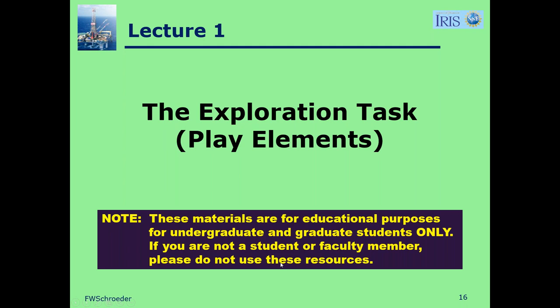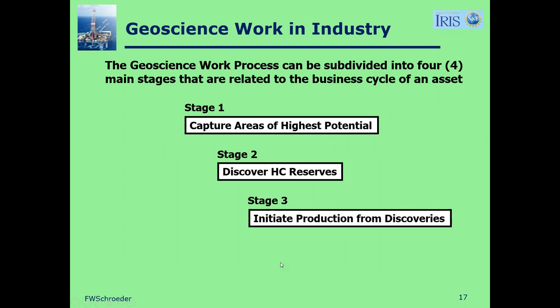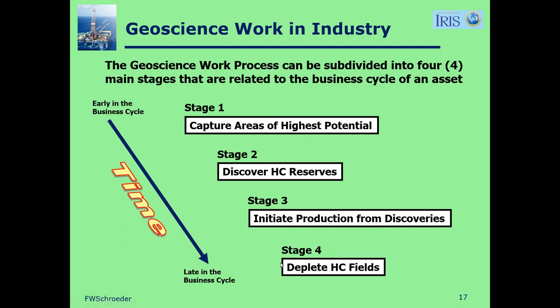Yep. So lecture one is on the exploration task. Another way to phrase that is to say that we're going to talk about play elements. In geoscience, in industry, oil and gas, energy, we can subdivide the workflow into four stages, from early in the business cycle to late in the business cycle. First we have to capture areas of high potential so that we have the right to explore and drill, and if we find hydrocarbons, we can produce them. The second stage is after we capture the area, we have to discover hydrocarbon reserves, oil and gas. The third major stage is to initiate production. And the fourth stage is to deplete the fields.